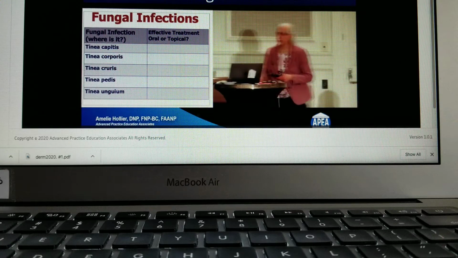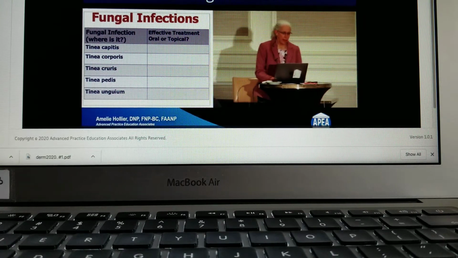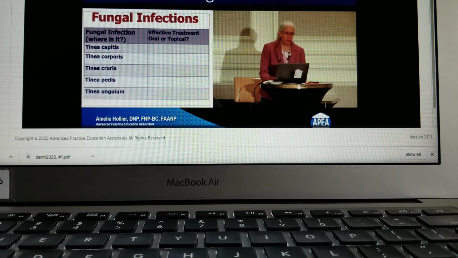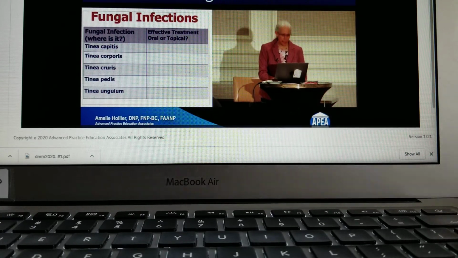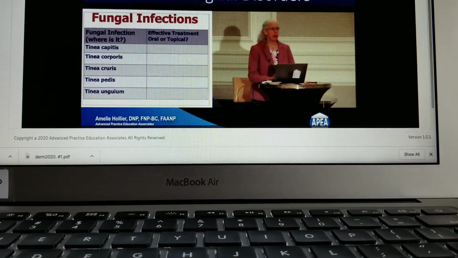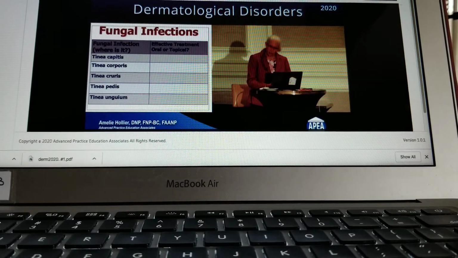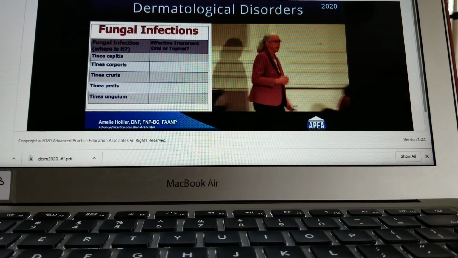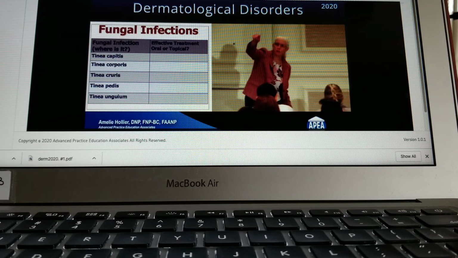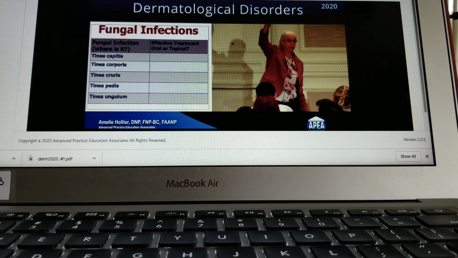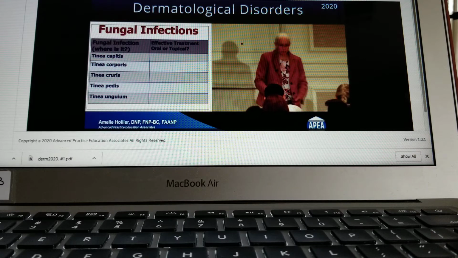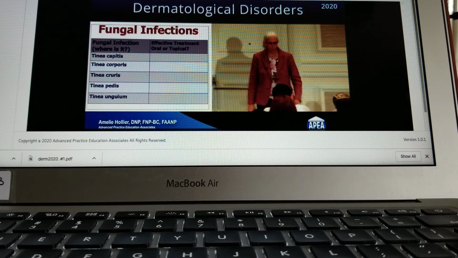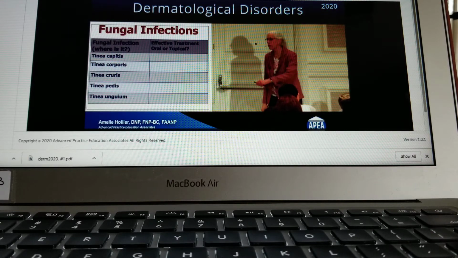Let's talk about how you'd manage this. If the fungal infection is on the head, we call it tinea capitis. Do we treat it orally or with a topical? We use oral treatment. Why? Because tinea capitis affects the hair shaft, right below, so it's not a superficial infection. So oral for capitis. Tinea corporis, how do we treat that?